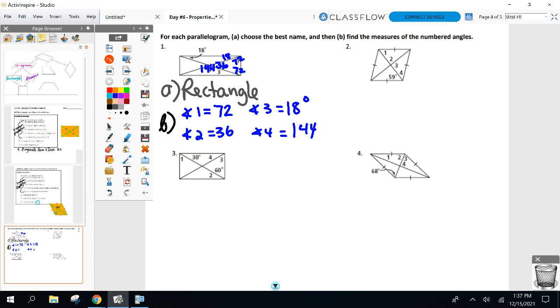Good. All right, let's turn our attention to number 2 now. We already know it's a parallelogram, but look at the markings I have on there. Got a better name for that one?